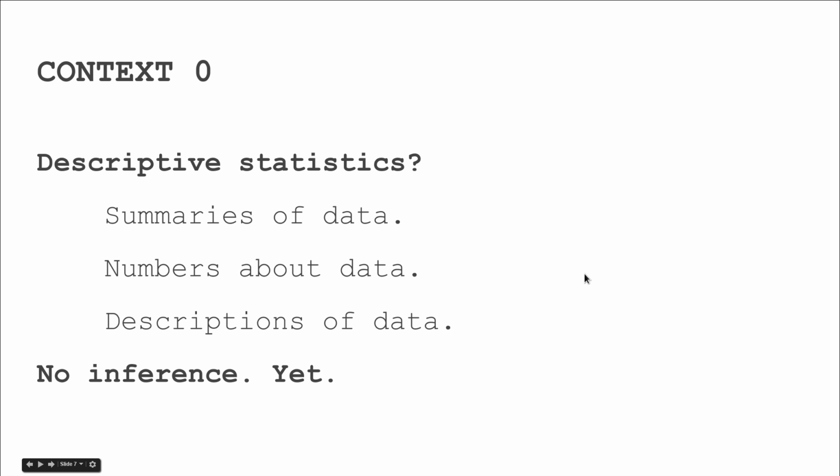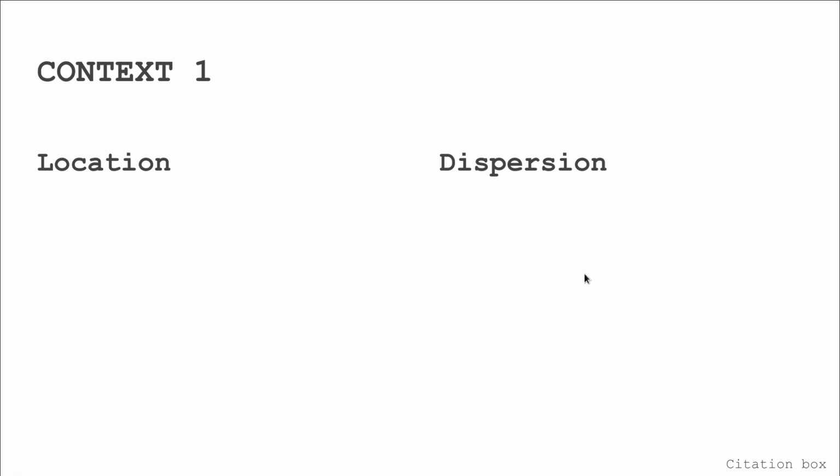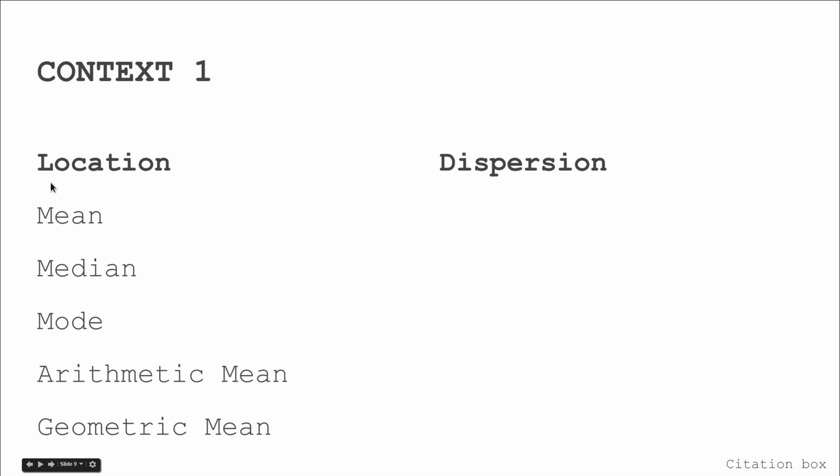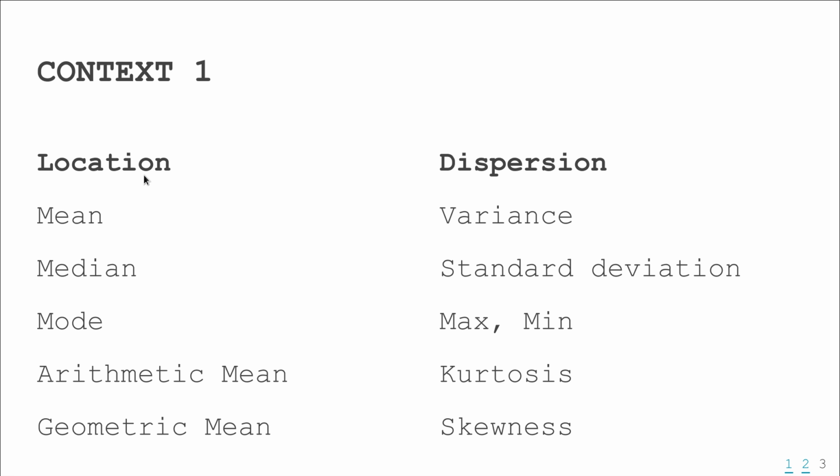Right, so let's talk about some of the descriptive statistics that you're probably familiar with. There are two main types of descriptive statistics: location statistics, or we'll call them position related, and then dispersion statistics. Some examples of location statistics are means, right? Mean, median, and mode, our arithmetic mean and geometric mean. And some examples of dispersion are variance, standard deviation, the max and the min, kurtosis, and skewness.